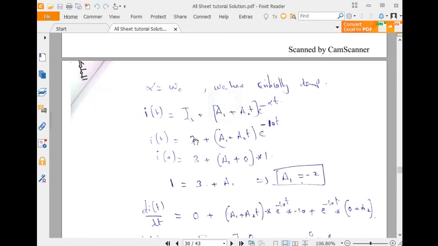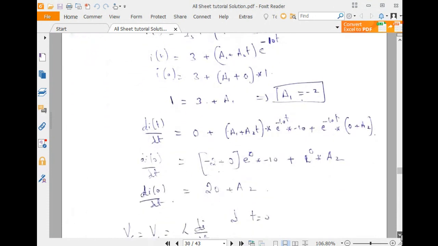Let's substitute the values IS and alpha or omega naught. Both are the same, that's why minus 10. Substitute t equal to 0. You will get A1 equal to minus 2. Differentiate the standard equation, you will get this. Substitute t equal to 0, you will get di of 0 by dt equals 20 plus 2.